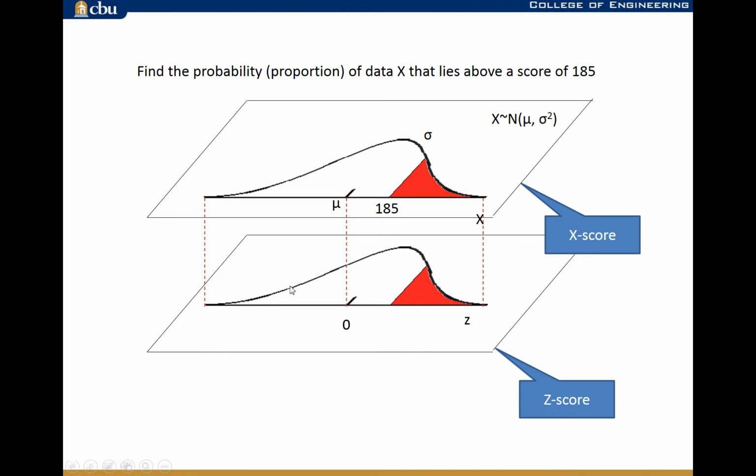So we can base on this distribution curve and find out the probability. Of course, these two probabilities are the same. So what we're going to do is like that. We can figure out exactly the score and then use 185 minus mu and then divided by the sigma. So we can find out the z score in this range. That means how many sigma in this range.